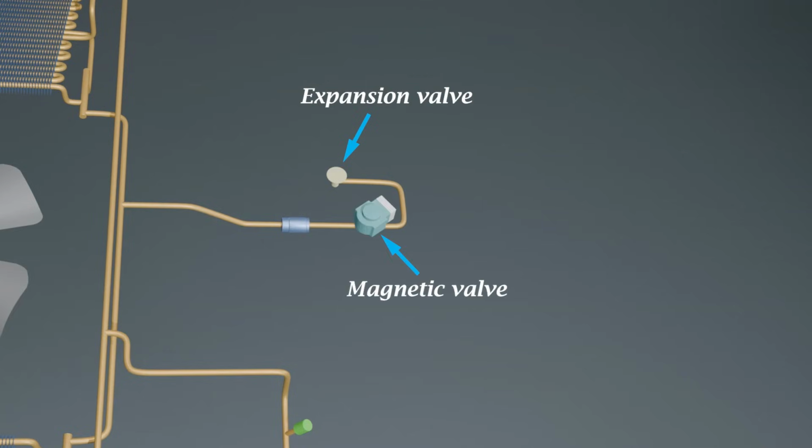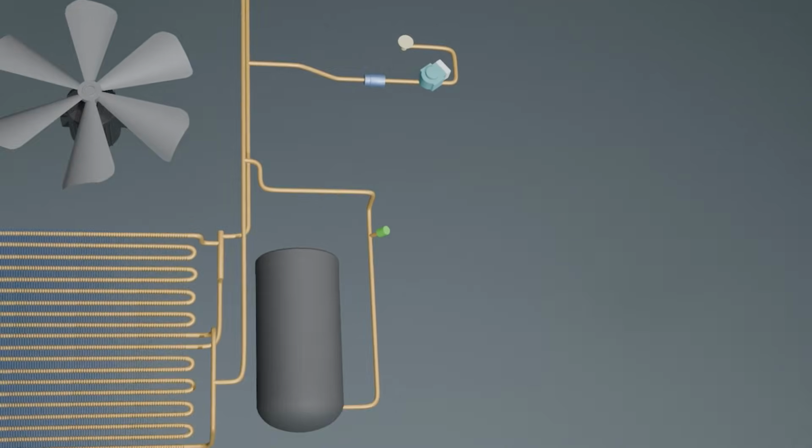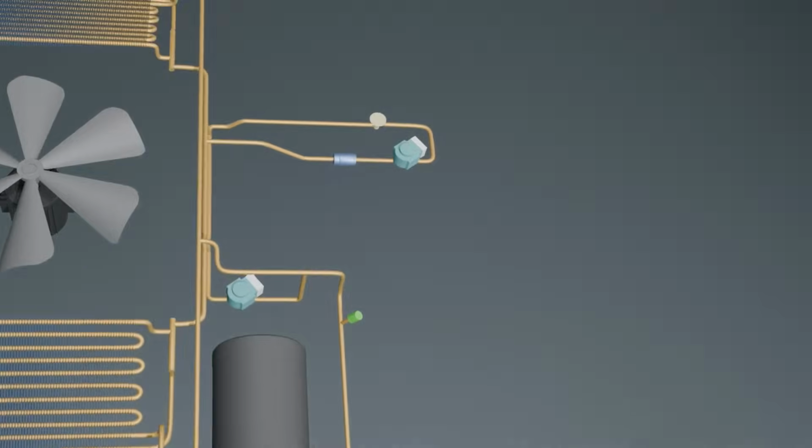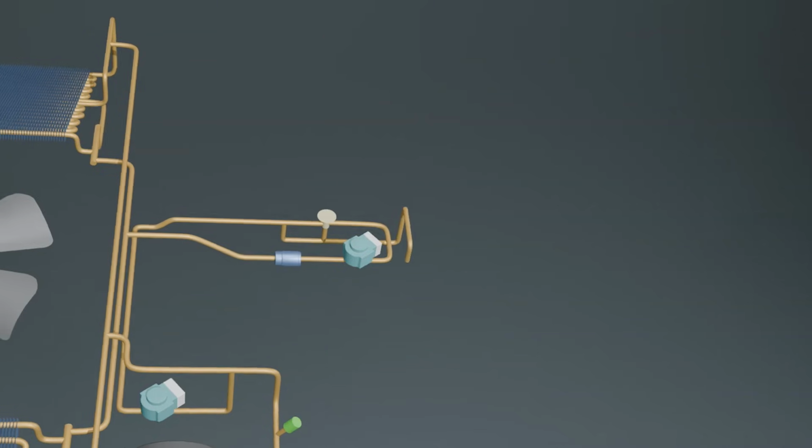A magnetic valve before the expansion valve can control the amount of refrigerant being used for cooling. A bypass path along with a magnetic valve allows the refrigerant to bypass the condenser and expansion valve and directly enter the evaporator from the compressor. This helps to prevent short cycling of the compressor and evaporator freezing in varying load conditions.